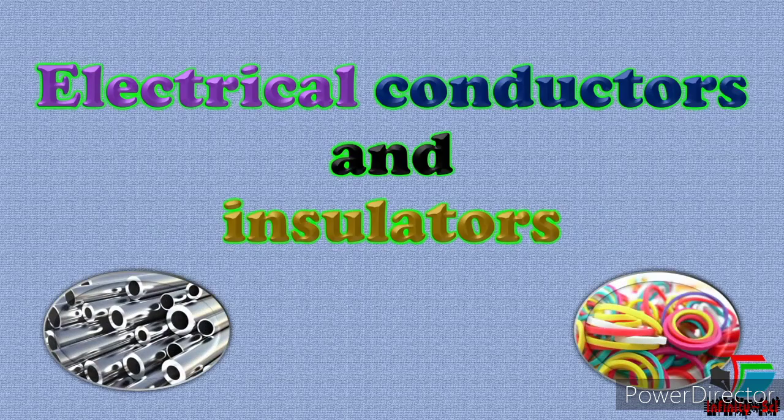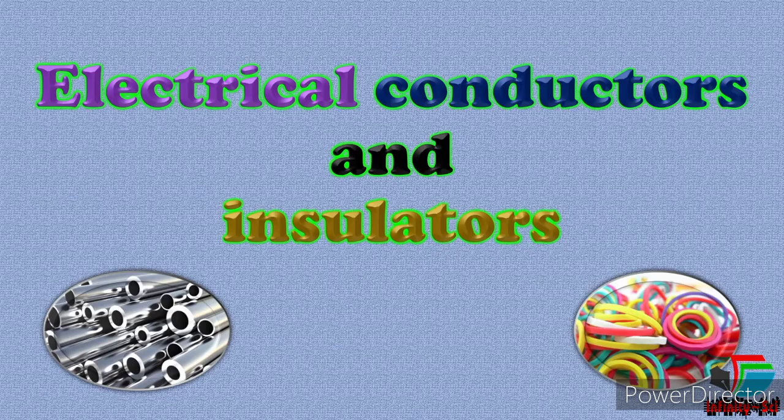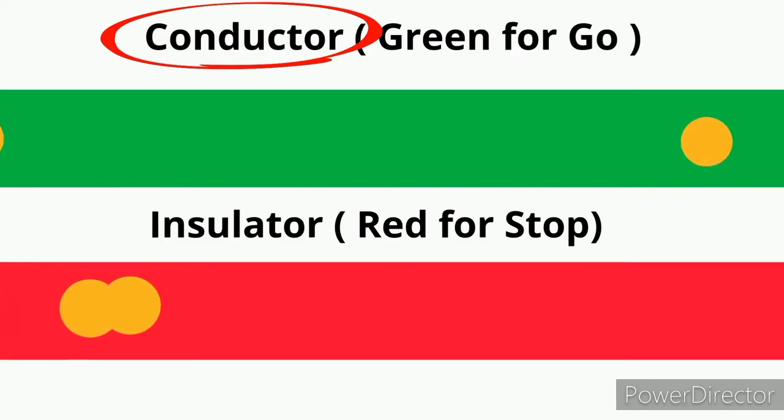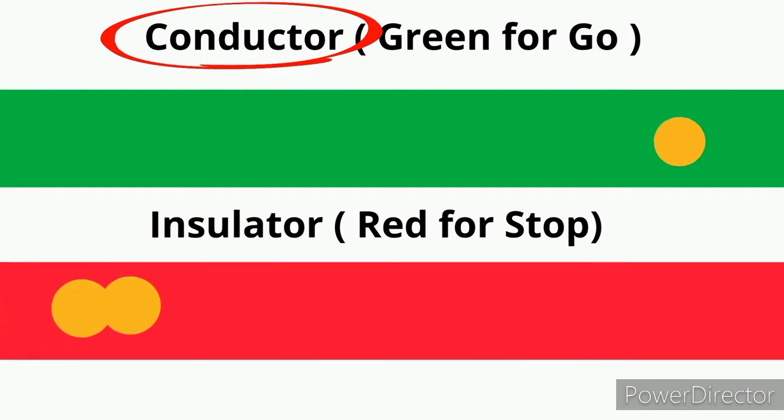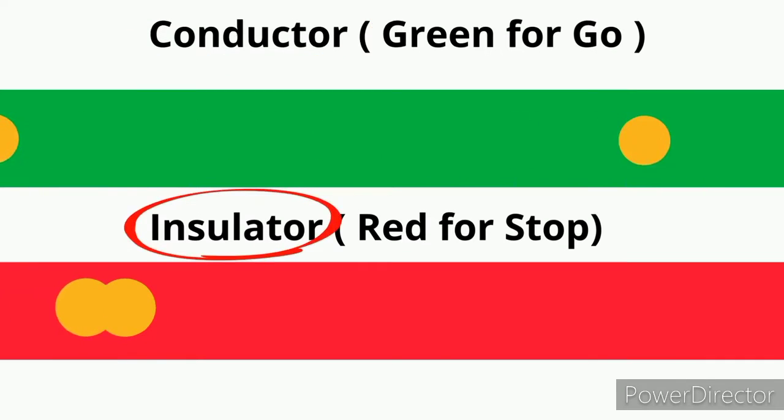Welcome to today's lesson. Today we'll be looking at electrical conductors and insulators. Now, what are conductors and what are insulators? Conductors are those materials that allow electricity or electrons to pass through them, while insulators, on the other hand, are materials that do not allow electricity or electrons to pass through them. Okay, so they have a very high resistance. They resist the flow of electrons or electricity.